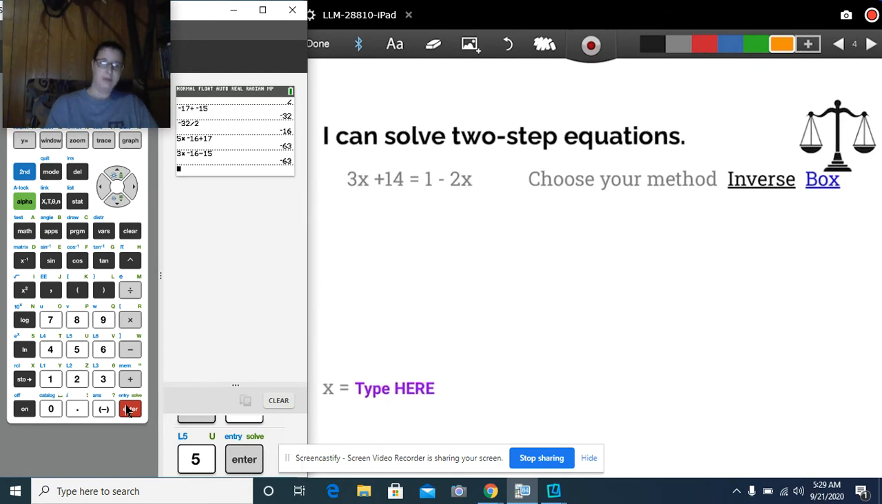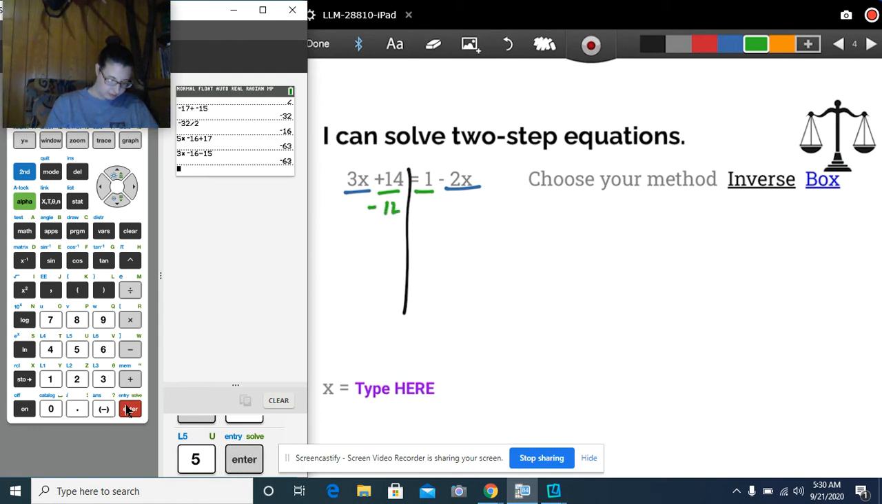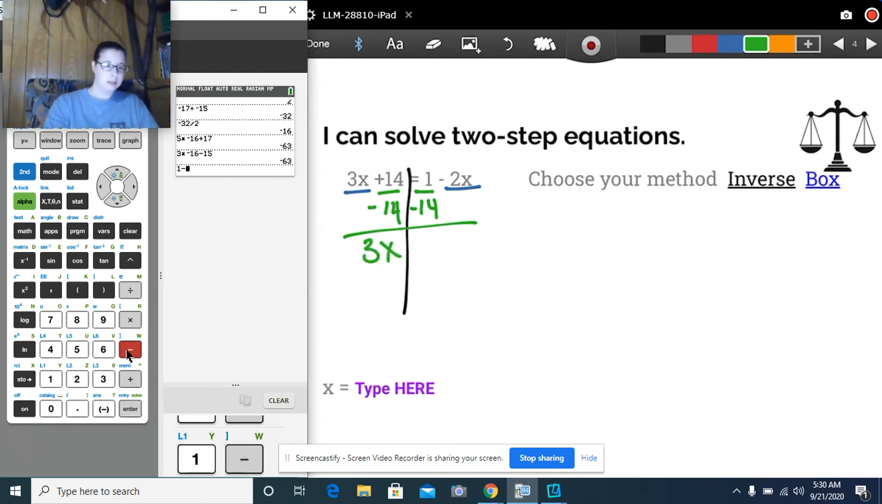So I'm going to show both methods here on both sides, then I'm going to let you try it on your own. So the very first thing, I'm going to figure out my x's and my constants. And I'm going to get my constants over on the same side. I'm going to start by subtracting 14. I'm left with 3x. And 1 minus 14, I think it's a negative 13. Yep, it's a negative 13. It's equal to negative 13 minus 2x.